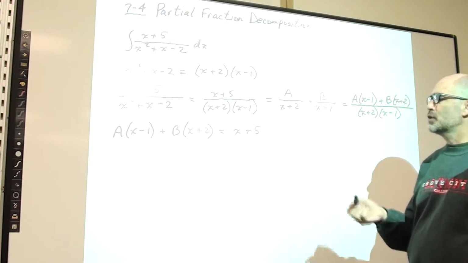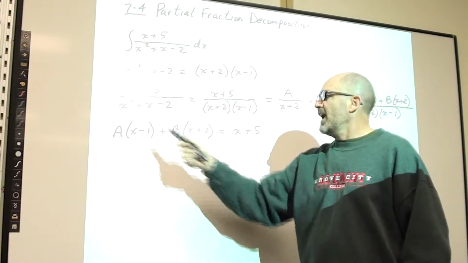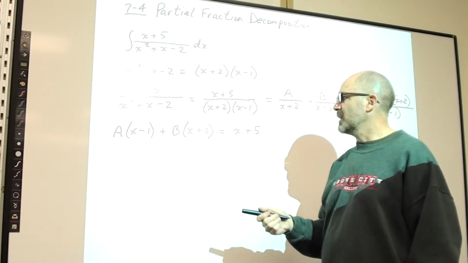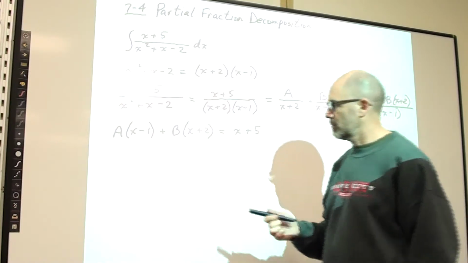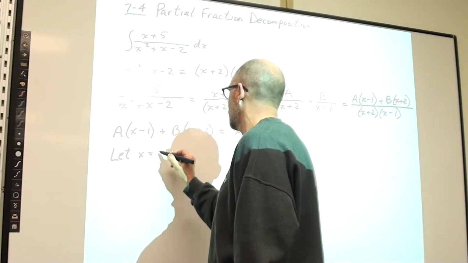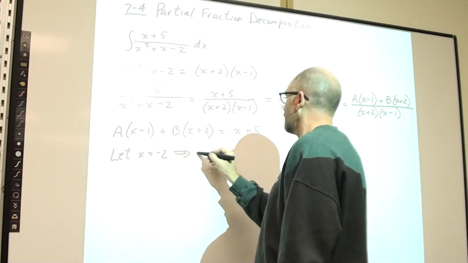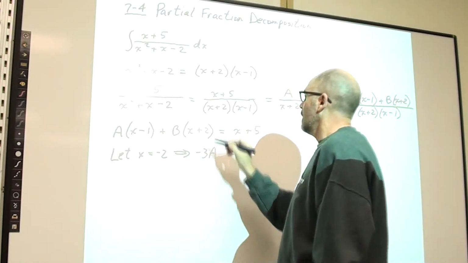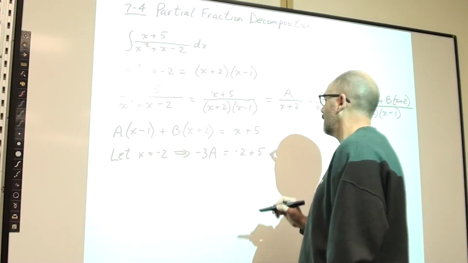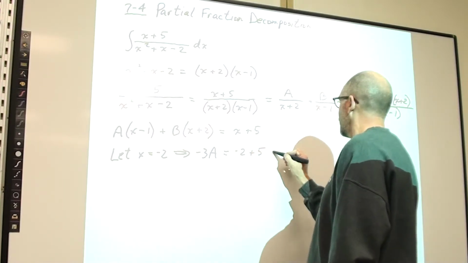Okay, now there are two ways of doing this. One way is we solve for a without b. Well, how do we get rid of b? We let x equal negative 2, and b will drop out. So, let's do that. Let x equal negative 2, and then what will we have? We have negative 2 minus 1 is negative 3a plus 0b equals negative 2 plus 5. So that means negative 3a equals 3, and that means a equals negative 1.